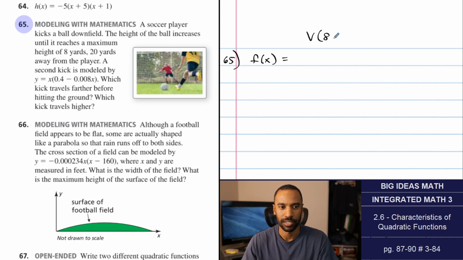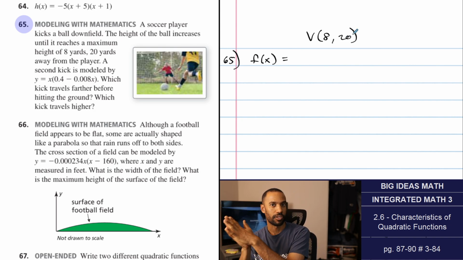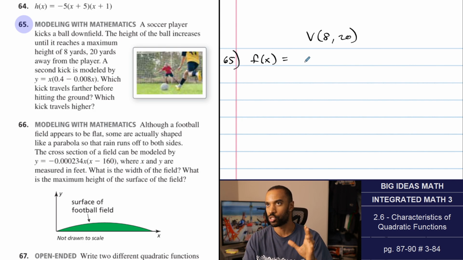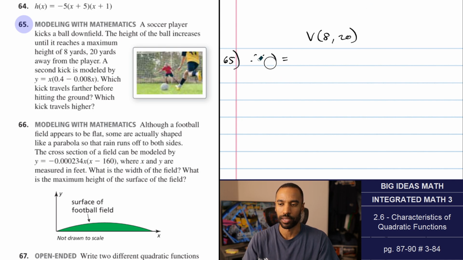Vertex is at 8, 20, a height of 8 yards 20 feet away from the player. My assumption is they're kicking it from the ground. It wasn't midair when they kicked it, so there's no extra bit that we're going to look at from there. So before I write the function, I need to do this.